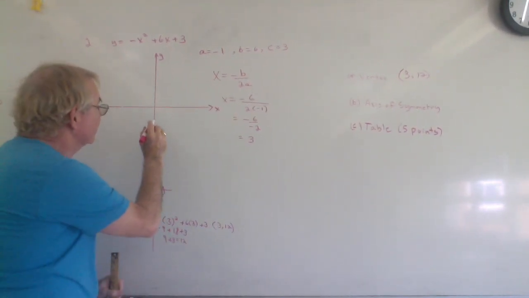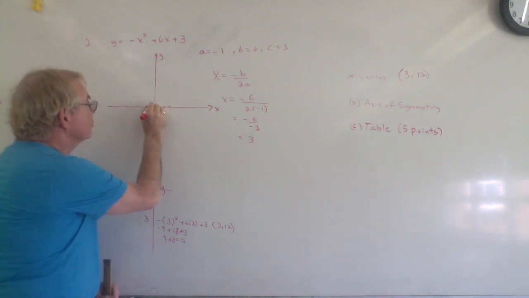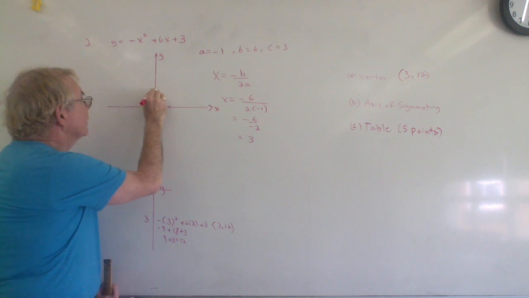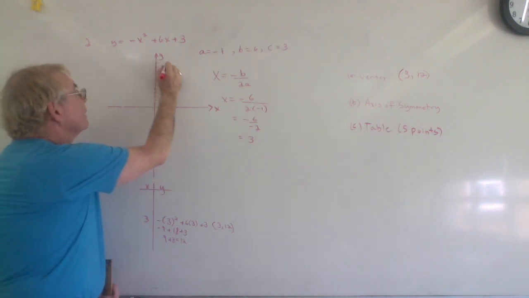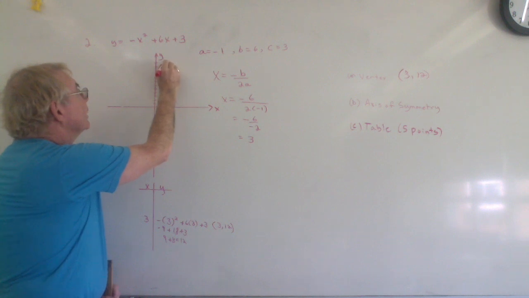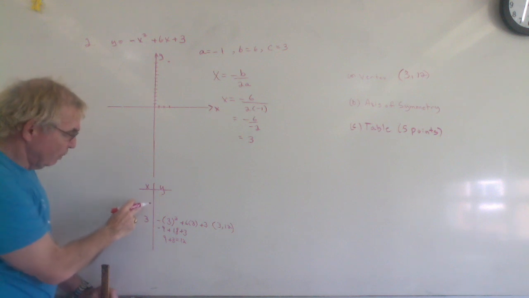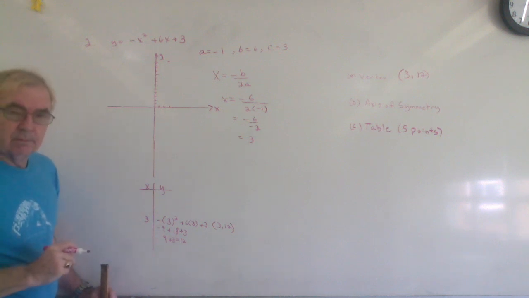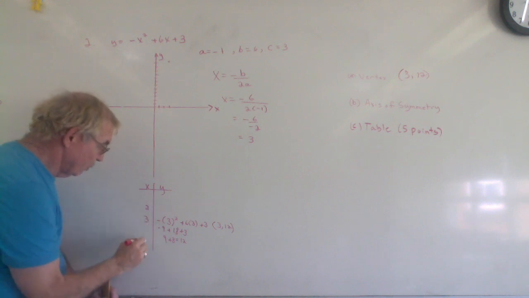We plot our vertex as 3, and then we count up to 12. And we put a dot. And this is going to be the maximum point. Now, if you remember, we take points on either side of the vertex. You could use 2, or you could use 4.